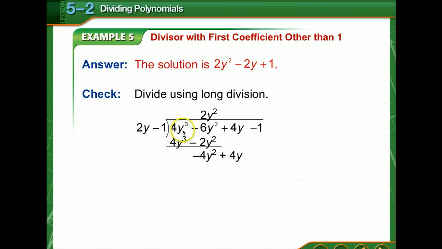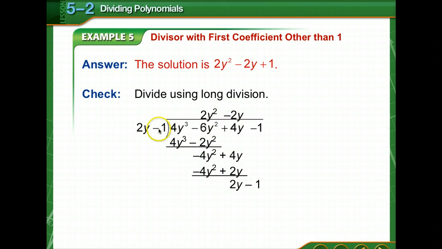So 2y goes into 4y cubed 2y squared times. 2y squared times 2y is 4y cubed. 2y squared times negative 1 is negative 2y squared. Now we're going to subtract them from each other, which means that changes sign. So negative 6 plus 2 is negative 4y squared. Bring down our next term. 2y goes into negative 4y squared negative 2y times. Negative 2y times 2y is negative 4y squared.